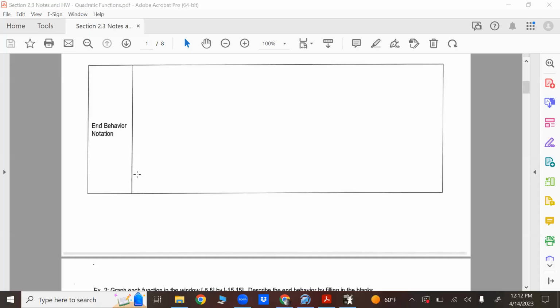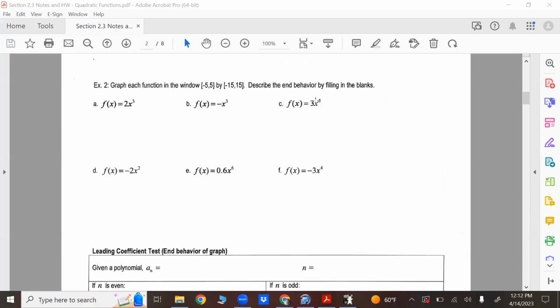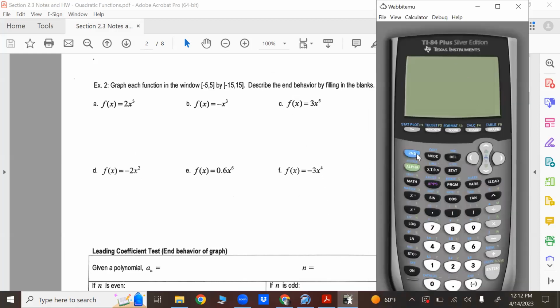Okay, let's move on to this here. You're asked to describe the end behavior by filling in the blanks. We could go to Desmos, or I could do this in my graphing calculator. I'll do my graphing calculator so I don't have to toggle screens. So what if I graph 2x cubed? There you go. That's 2x cubed, right? The arrows look like this, left arrow, right arrow. So in this case, describe the end behavior.